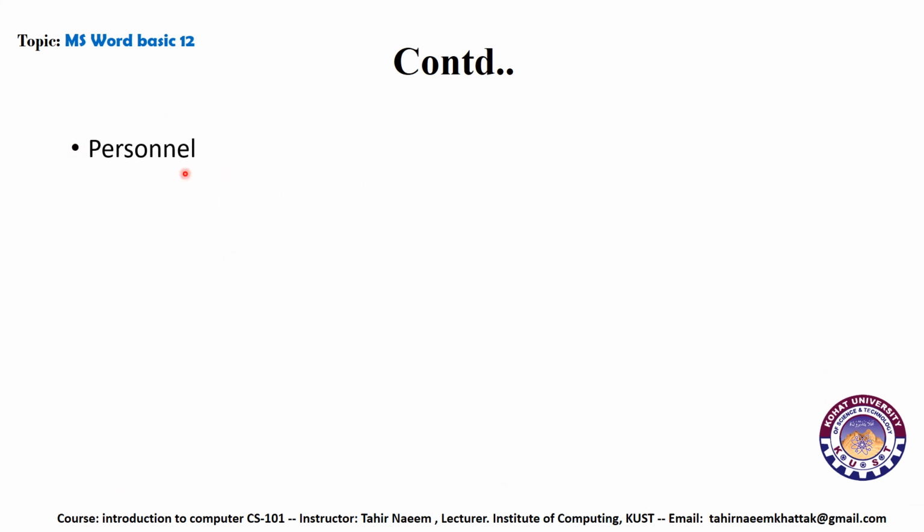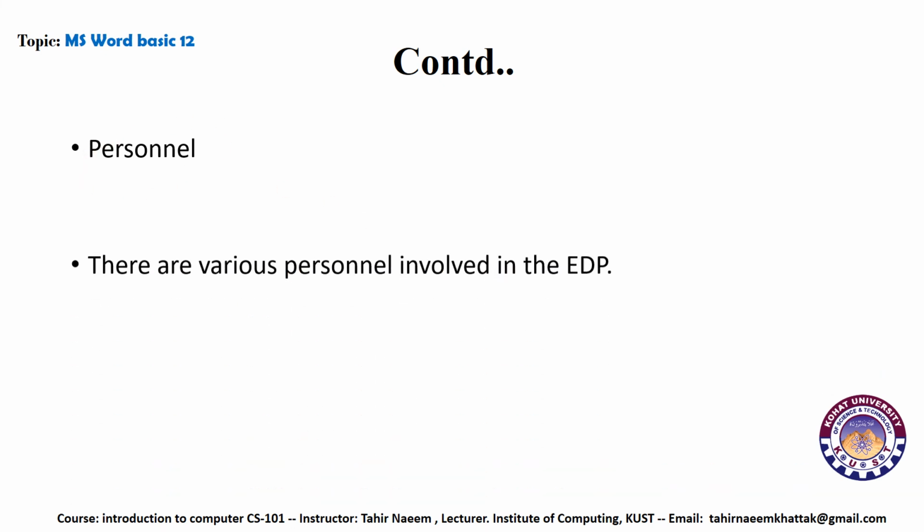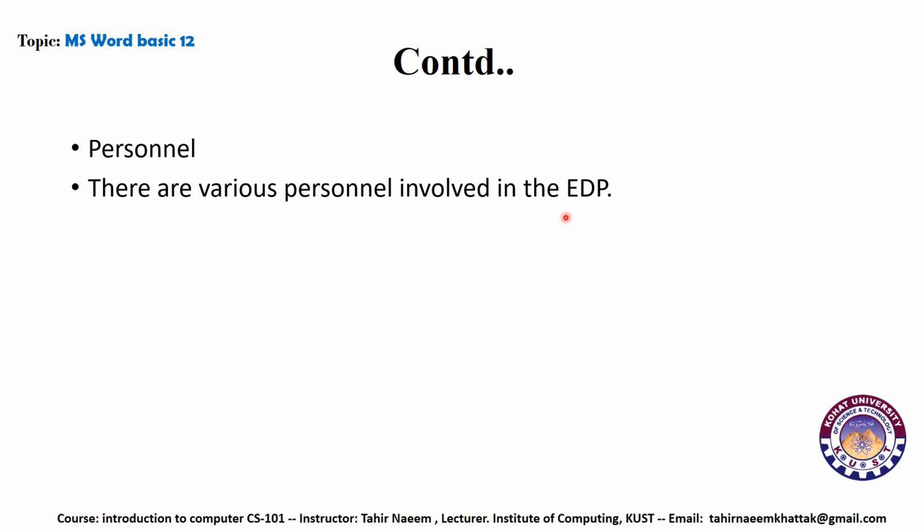Personnel are basically the persons involved in the whole process of electronic data processing. There are various personnel involved. Here are some examples, like the data entry operator. As the name suggests, we can also call it KPO, or key punch operator, whose basic task is to enter the data into electronic data processing. In Kohort University, as you can see, data is entered at various points into the LMS or any other system. These are data entry operators.